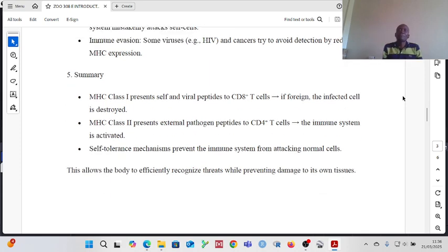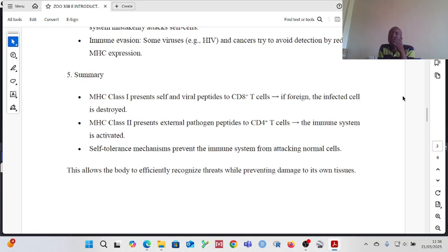So in summary, the MHC class 1 presents self and viral peptides to CD8 T cells or the cytotoxic T cells. So if the peptides that are presented by the MHC class 1 happen to be foreign, then the infected cell will be destroyed. The cell where these peptides come from, it will be destroyed.